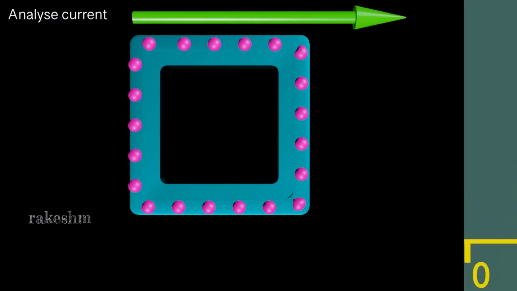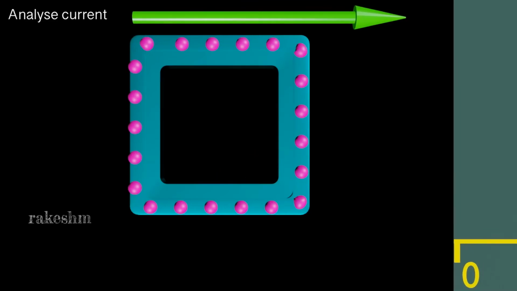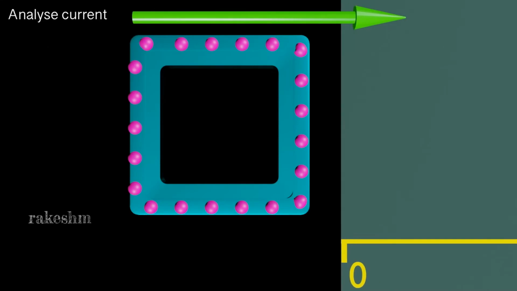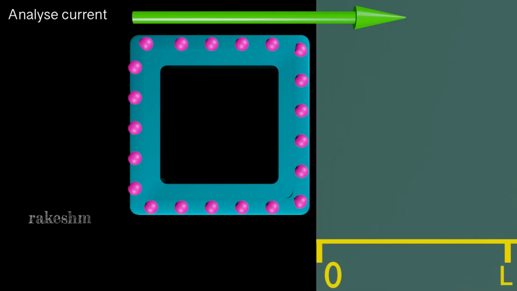So initially, when the loop location is from here to 0, there is no change in magnetic flux through the loop. So there is no induced current in the loop. Now when this loop starts entering the magnetic field, there is an increase in magnetic flux through this loop. So we can say from Lenz's law that there is a current in this loop in the anti-clockwise sense. So when this loop goes from x equal to 0 to x equal to L, there is a current in this loop in the anti-clockwise sense.